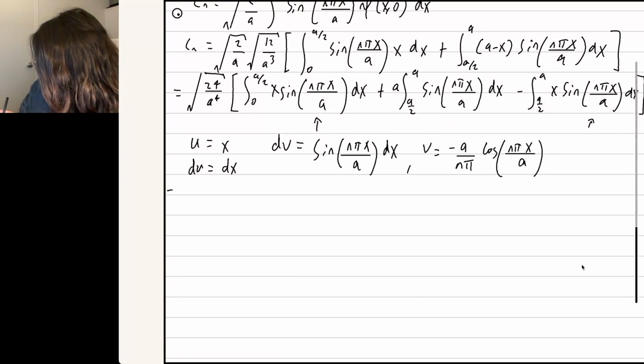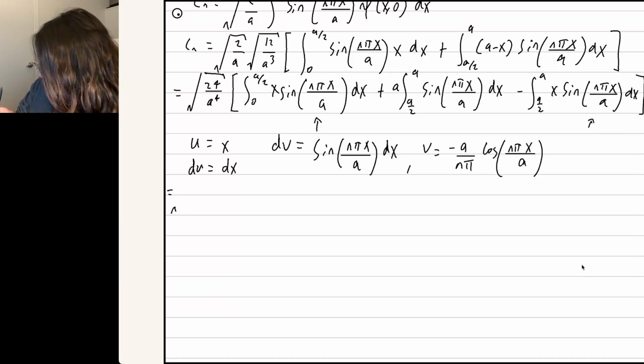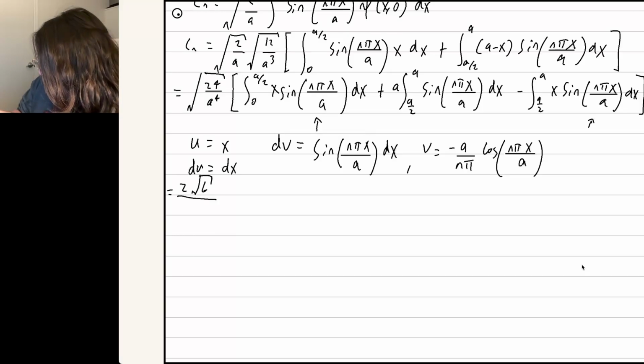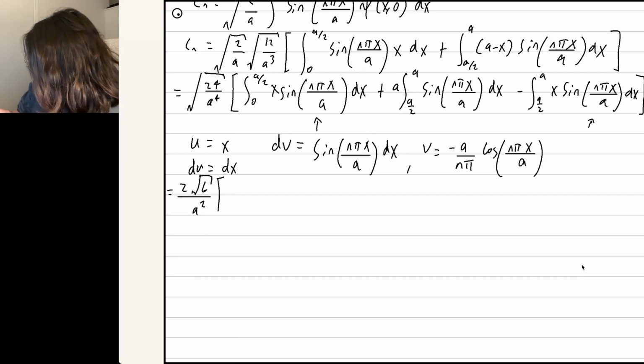Continuing to simplify the prefactor, you'll have like a 2 root 6 over a squared. Let me not make that look garbage. Over a squared, and then I'm going to use parentheses instead now.